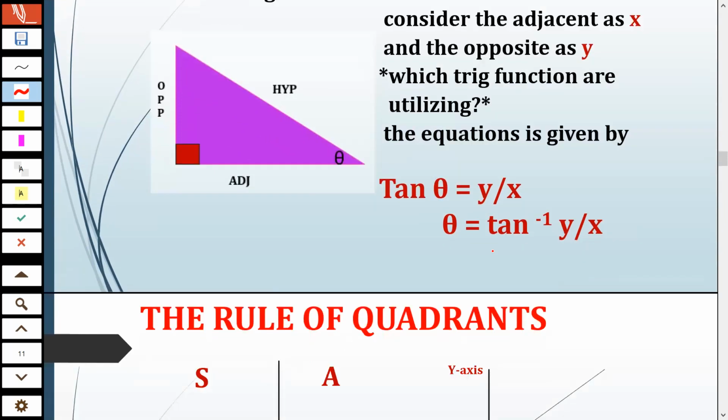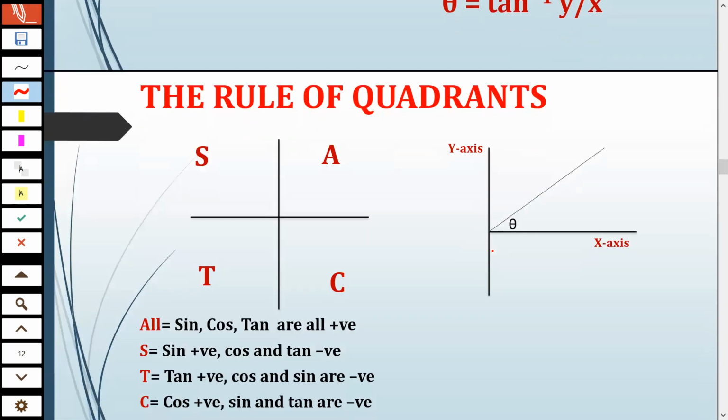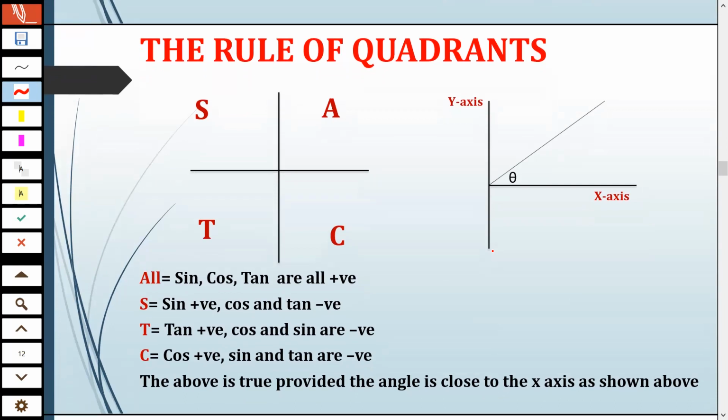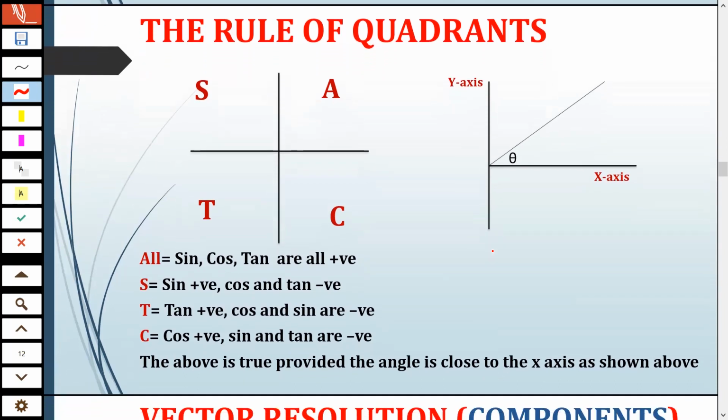So the rule of quadrants. Okay. So the rule of quadrants, this is also very simple. What you just need to know about quadrants is that all trig ratios in the first quadrant, here, all trigonometrical ratios, meaning sine theta, cos theta, and tan theta, are all positive. So all positive trig ratios fall under the first quadrant.